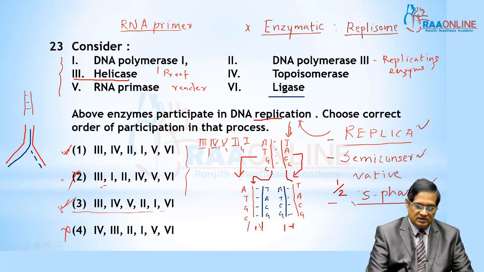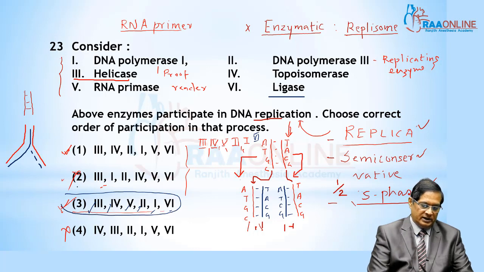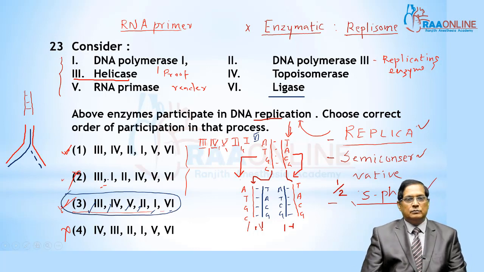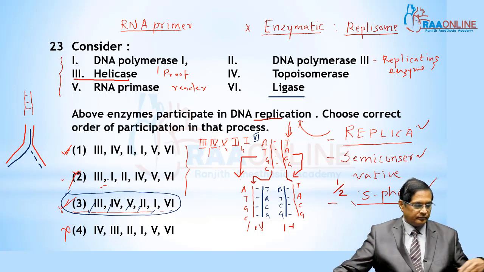So 6th is the last. In this order, 6th one is last. Now the position is absolutely clear: 3rd, 4, 5, 2, 1, 6. So the correct order is 3. Answer number 3. The correct order of this question, the participating enzyme, is 3.